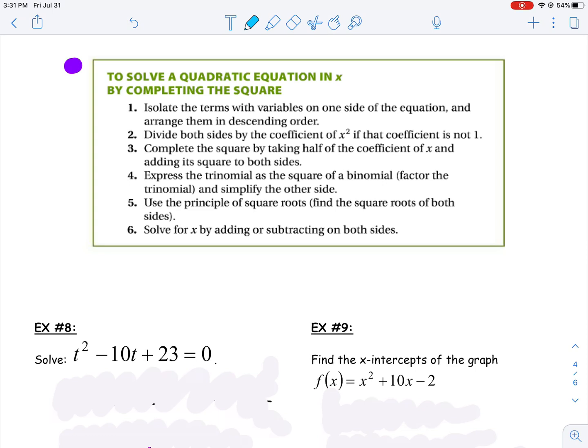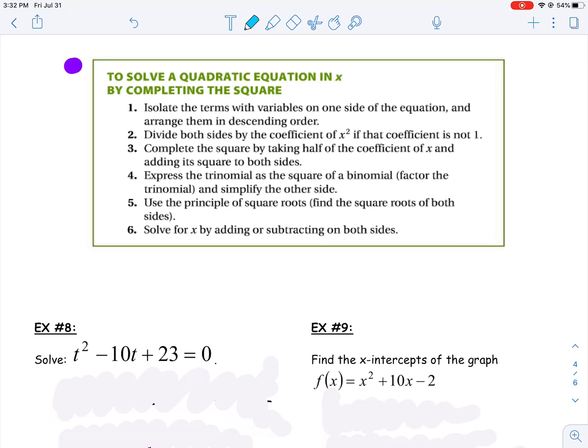So we want to bring that number that's by itself, that has no variable, over to the other side of the equation. We're going to divide both sides by the coefficient of x squared if that coefficient is not 1. So if the number in front of x squared is not a 1, then we have to get rid of it first by dividing all our terms by that number. Then we're going to complete the square by taking half of the coefficient of x, squaring it, and adding it to both sides. Remember, we did that in the last video.